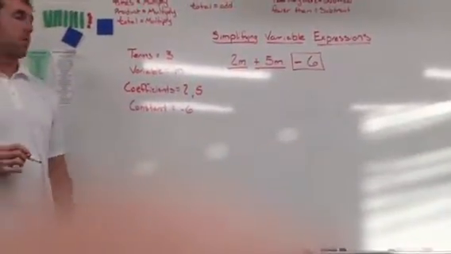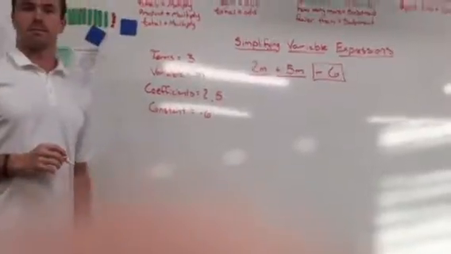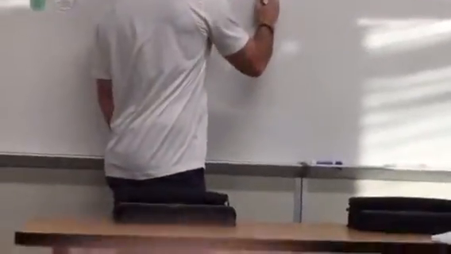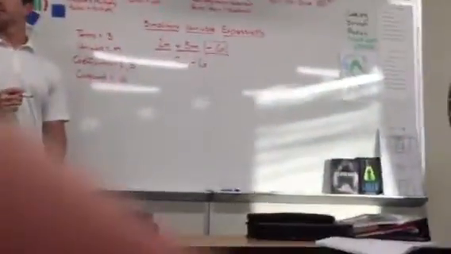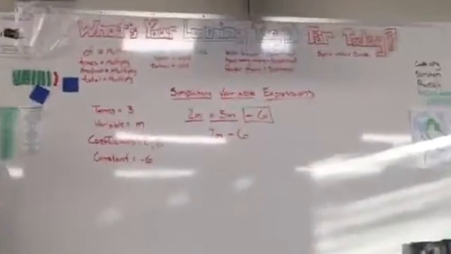So now we just combine. What is 2m plus 5m? 7m. And then I just bring down my minus 6. Does this look more compact than that? It's easier. It's simplified. It's made easier.